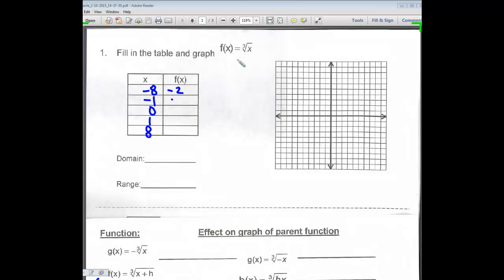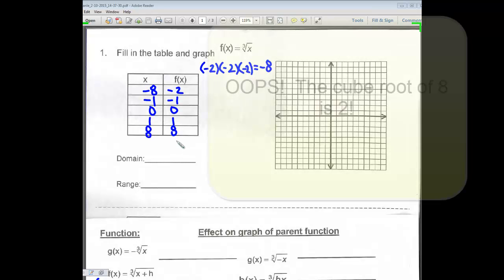When I'm looking for a cube root, I'm looking for a number that multiplies by itself 3 times to get another number. So -2 times -2 times -2 is -8. Therefore, the cube root of -8 is -2. So the cube root of -1 would be -1. The cube root of 0 is 0. The cube root of 1 is 1. And the cube root of 8 is 2.